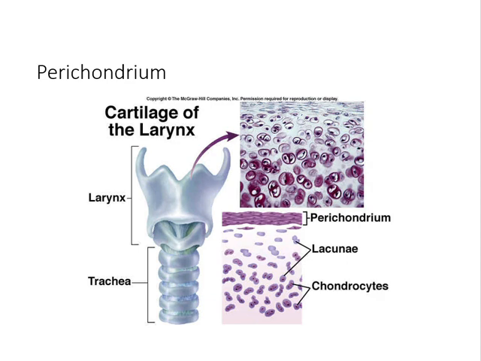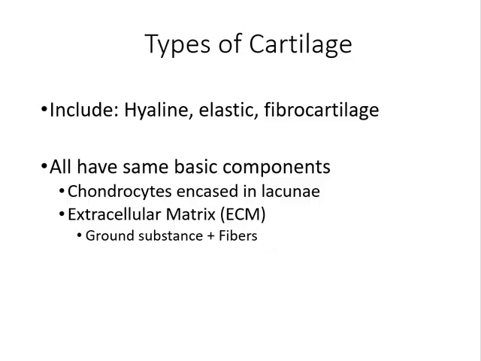Here we're looking at some of the respiratory cartilages, such as those from your larynx and your trachea, parts of the upper respiratory system. Keep in mind there's more than one type of cartilage: hyaline, elastic, fibrocartilage, and they all have the same basic components. They have cartilage cells or chondrocytes encased in small cavities called lacunae. They're mostly extracellular matrix, just like all types of connective tissue.